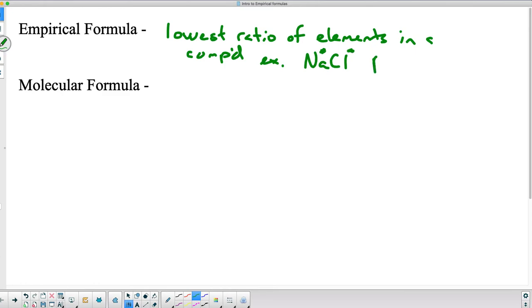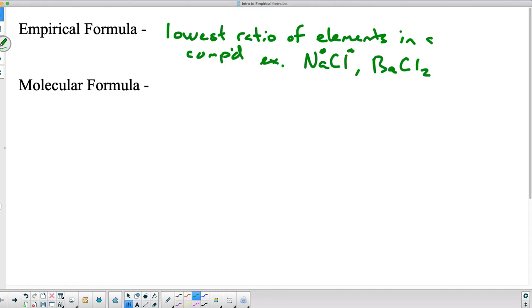You could also talk about BaCl2. These are all the lowest ratio. This would be a 1-to-1 ratio. This would be a 1-to-2 ratio. And if you think of it like fractions, you can't reduce the fraction anymore. So 1/2, you can't reduce that any further, of course.